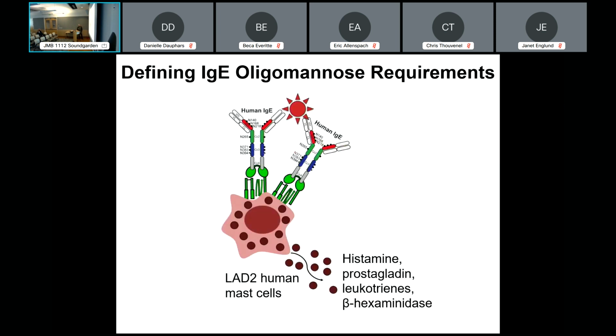So we took IgE, this time human IgE, that we treated with either buffer or Endo F1 and loaded it onto the surface of these LAD2 human mast cells. And then you can cross-link the mast cells and measure the release of beta-hexosaminidase in the supernatant as a surrogate readout for the magnitude of degranulation.